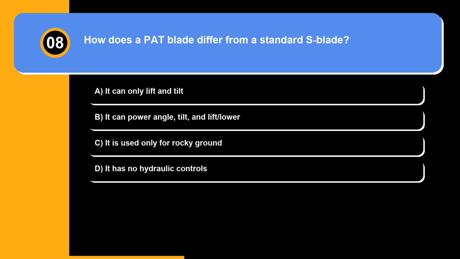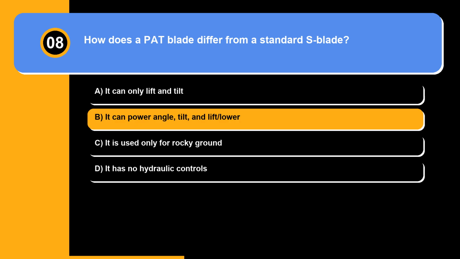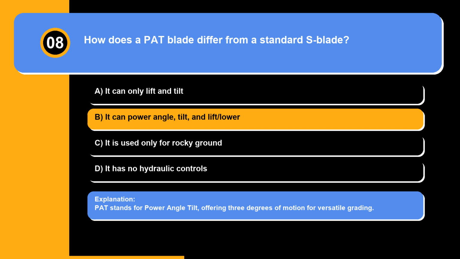Question 8. How does a PAT blade differ from a standard S-blade? A. It can only lift and tilt. B. It can power angle, tilt, and lift/lower. C. It is used only for rocky ground. Or D. It has no hydraulic controls. The correct answer is B. It can power angle, tilt, and lift/lower. PAT stands for power angle tilt, offering 3 degrees of motion for versatile grading.